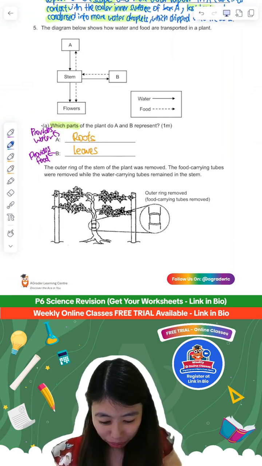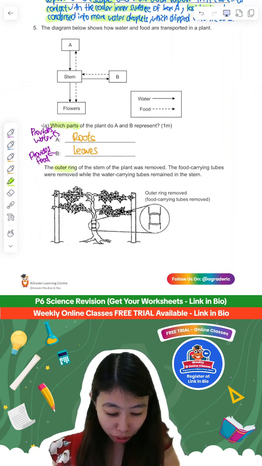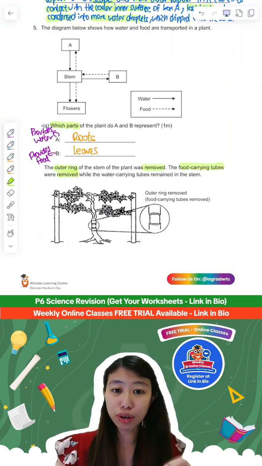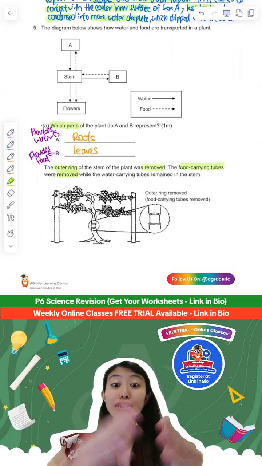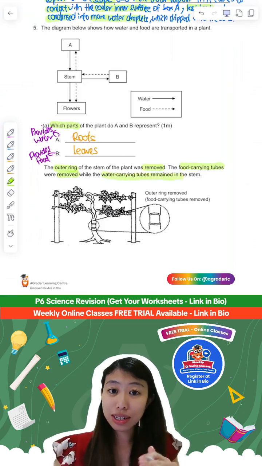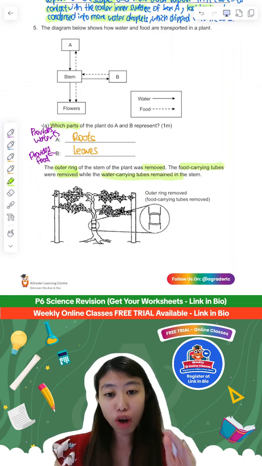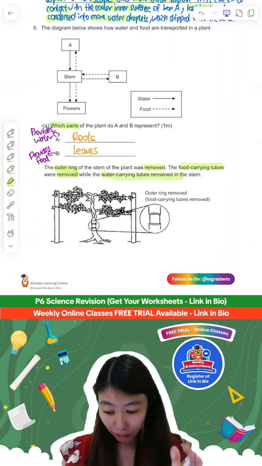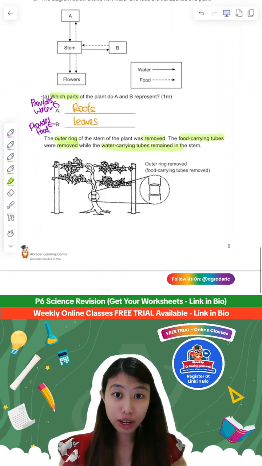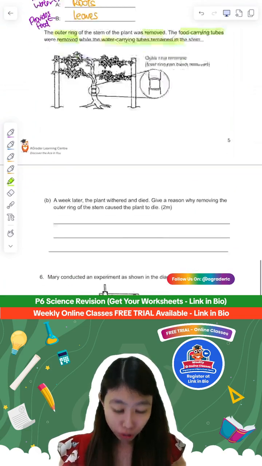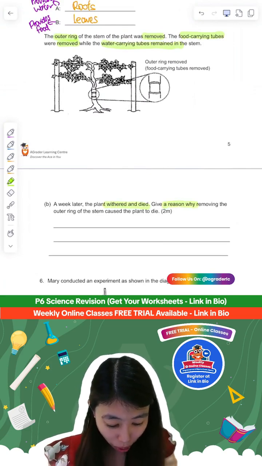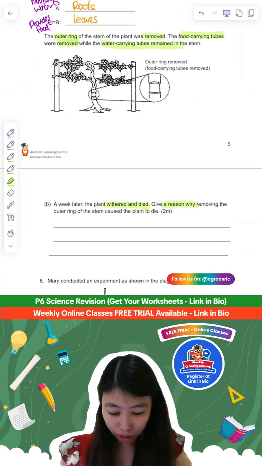It says that the outer ring of the stem was removed, so the food carrying tubes were removed. Food carrying tubes are actually the outer ring of the stem, the outer tubes, I would say. And they mentioned that the water carrying tubes remain inside the stem. So take note that the transport of water is not affected here, but the transport of food is affected. The question for B: a week later, the plant withered and died. Give a reason why removing the outer ring of the stem caused the plant to die.